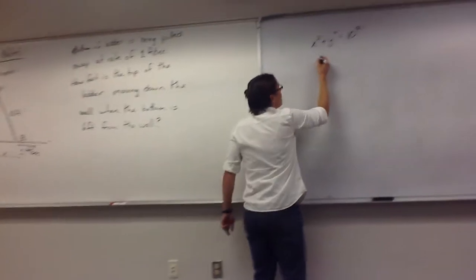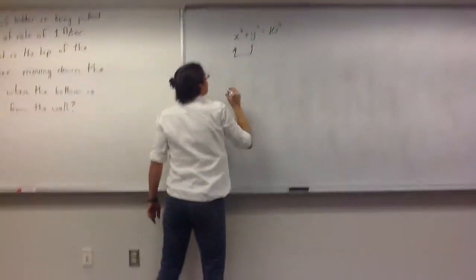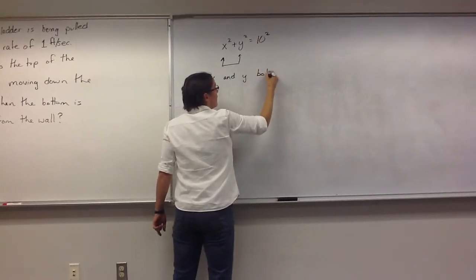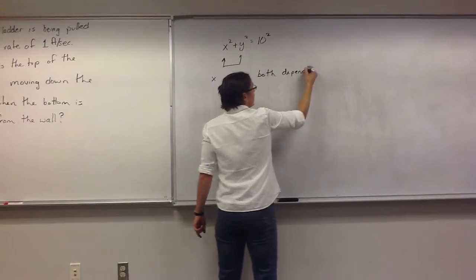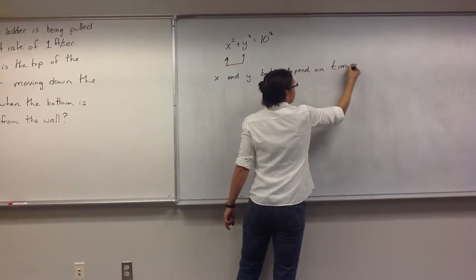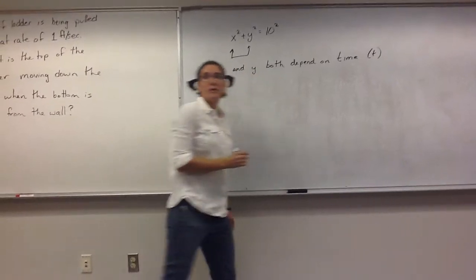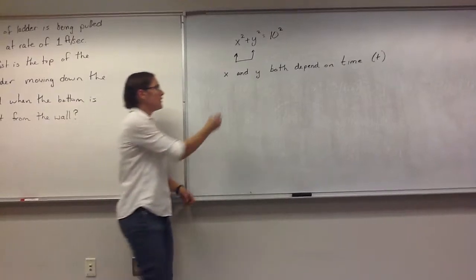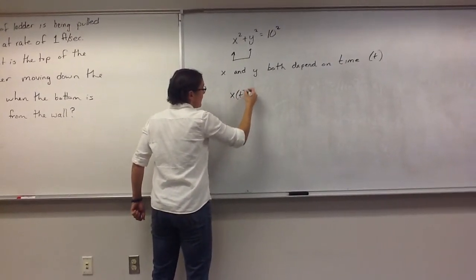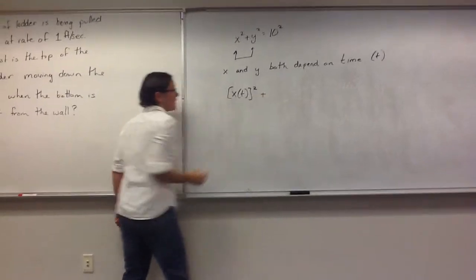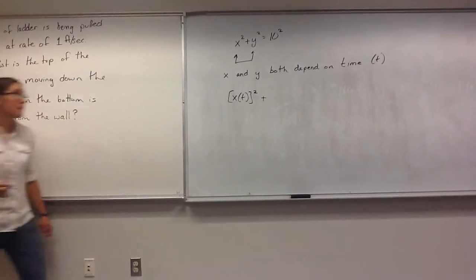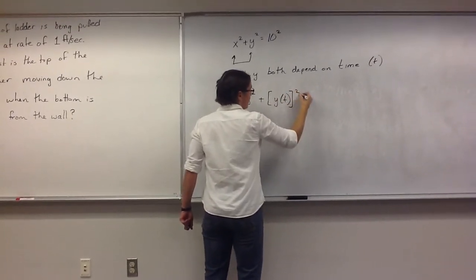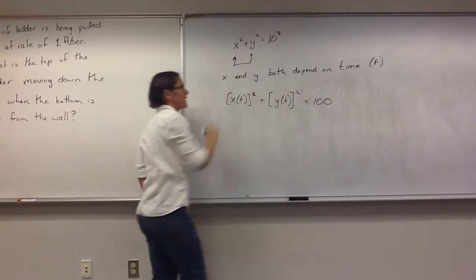And so another way that I might think about this equation that I have written up here is that x and y both depend on time. So I might write this relationship relating the sides of my triangle as x is a function of time, and so I might write this as x of t squared, plus y is also a function of time, so rather than writing y, I might think of y as a function of t squared, and then my 10 squared is 100 on the right side.